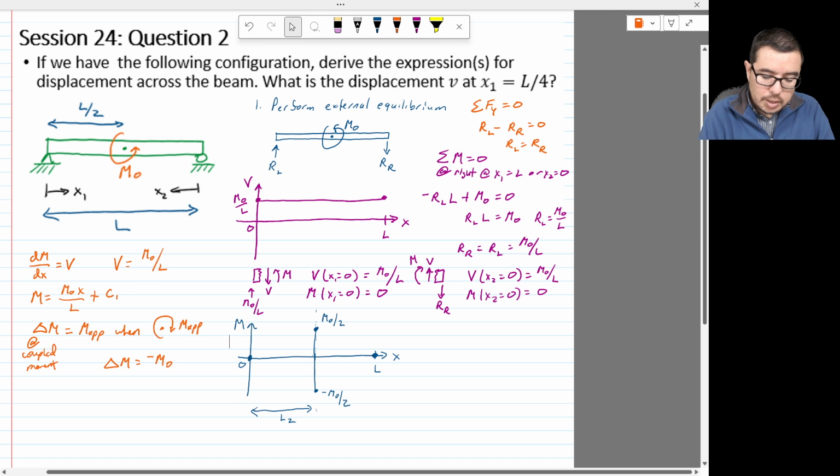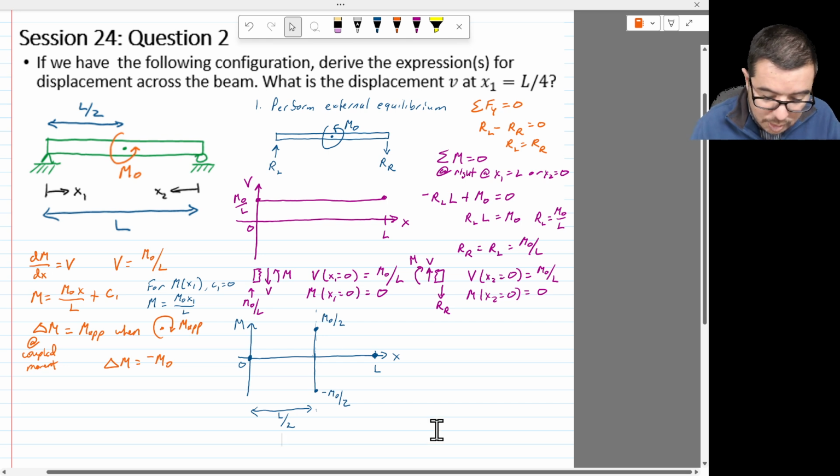So for M of x1, c1 is equal to 0, which means it's just going to be M equal to M naught x1 over L. Well, this is L over L over 2. That's real fun. Okay, L over 2. So if I plug in L over 2 here, what do I get? I just get L's that cancel, and I get M naught over 2. So that makes complete sense.